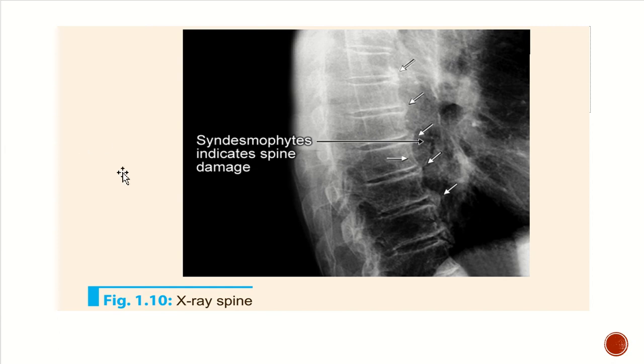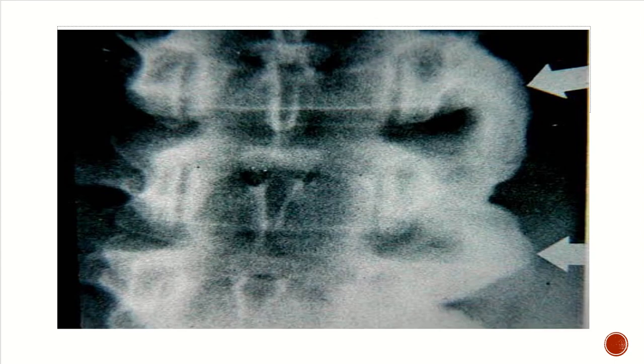And this is syndesmophytes. This bridging is not so clear. Here in this image we can see bridging. Here bridging has occurred. So this is the difference between syndesmophytes and osteophytes. This lacks in osteophytes.